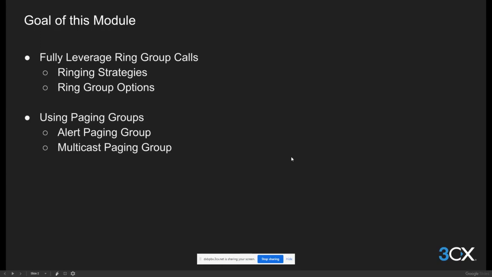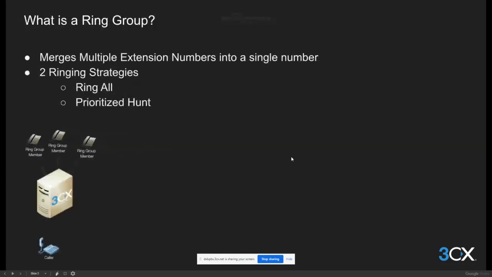Paging groups are of two types: alert paging group and multicast paging group. We will go one by one, and we will differentiate what is a ring group and what is a paging group. So first we will see the ring group. A ring group will merge multiple extension numbers into a single number. That means we have some virtual number, like 800, and in the backend there are other extension numbers that are merged with this particular number.